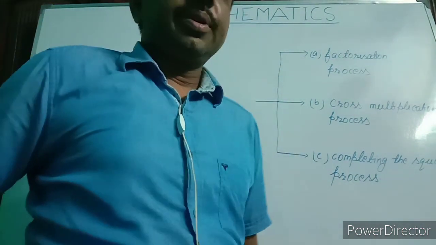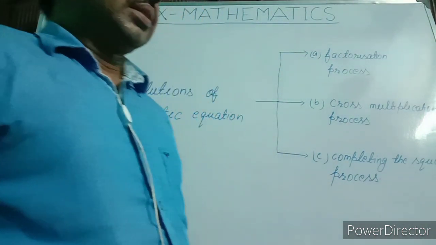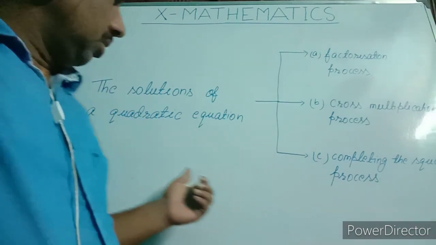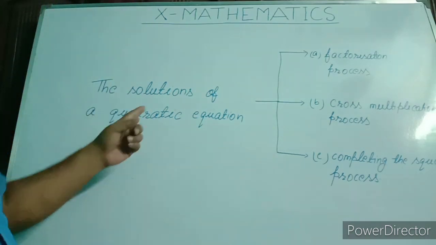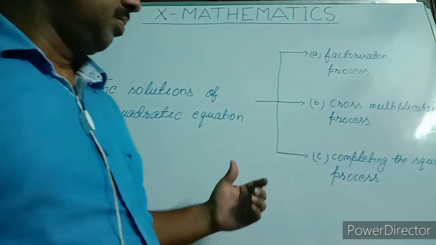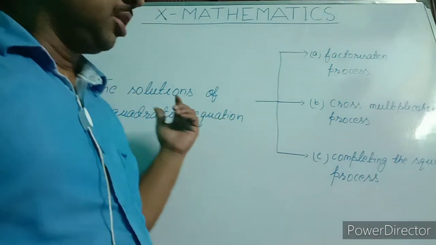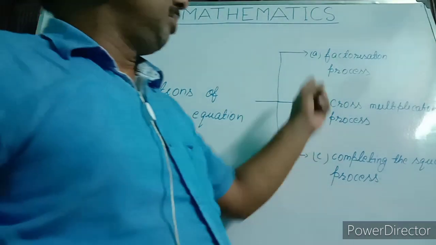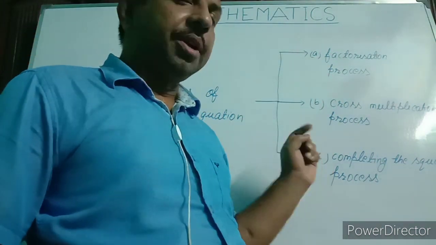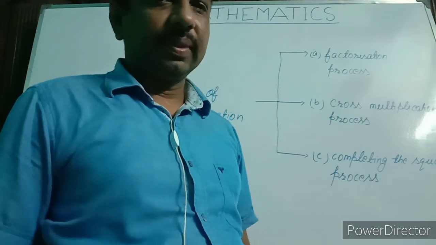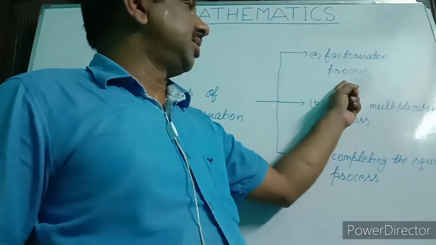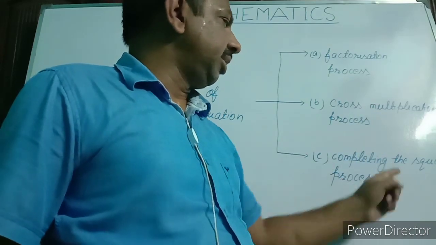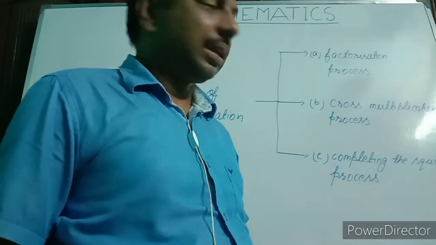My dear students, as you saw in point number B we have the quadratic equation, and in point number C we have the solutions of the quadratic equation. So we have three processes to solve quadratic equations. Number 1, factorization process. Number 2, cross multiplication process. Number 3, completing the square process.